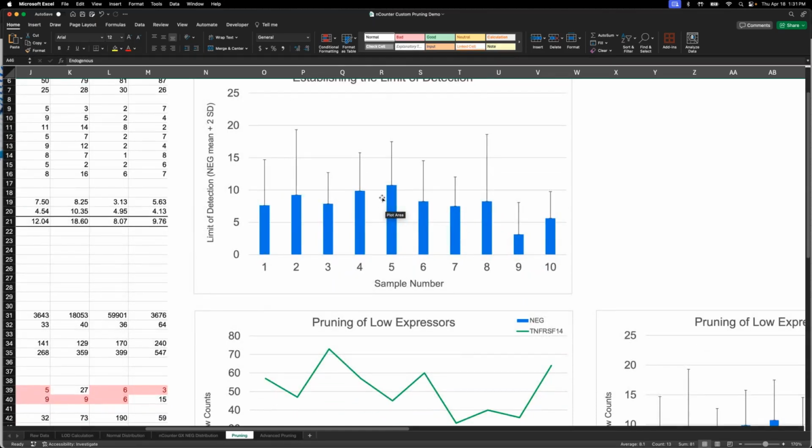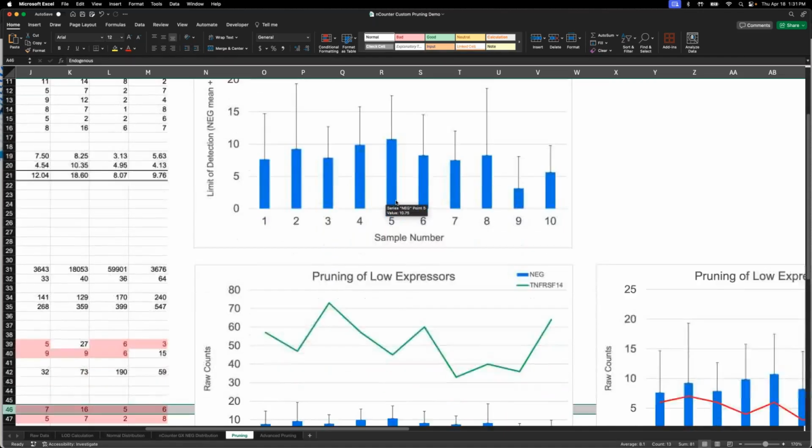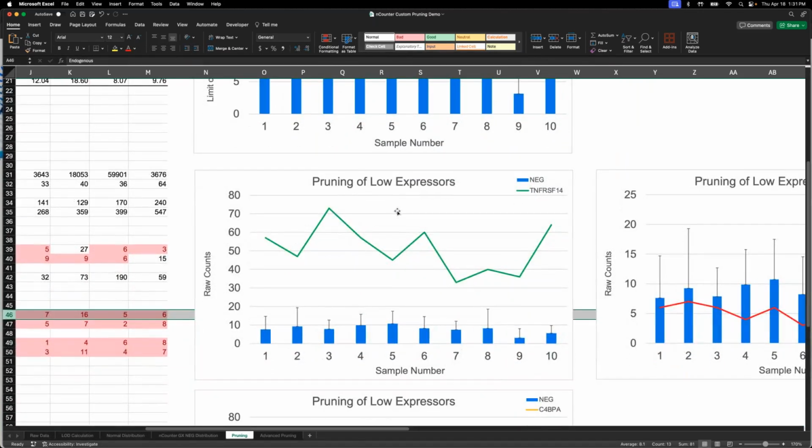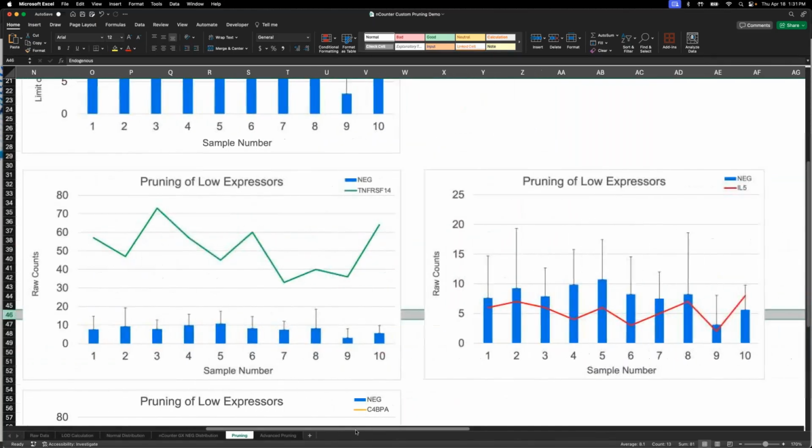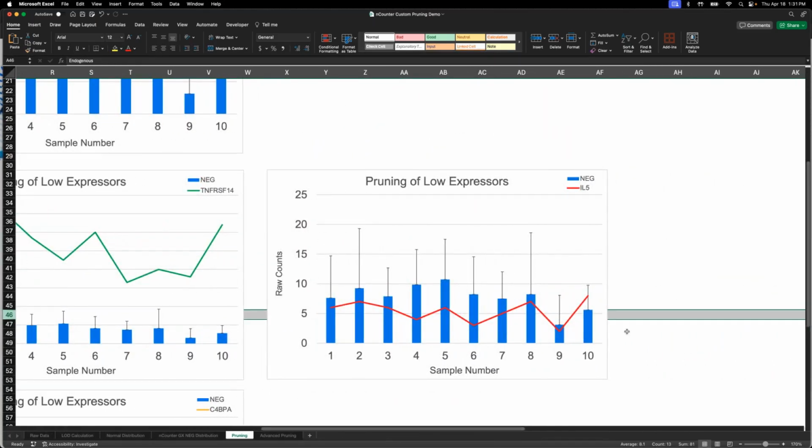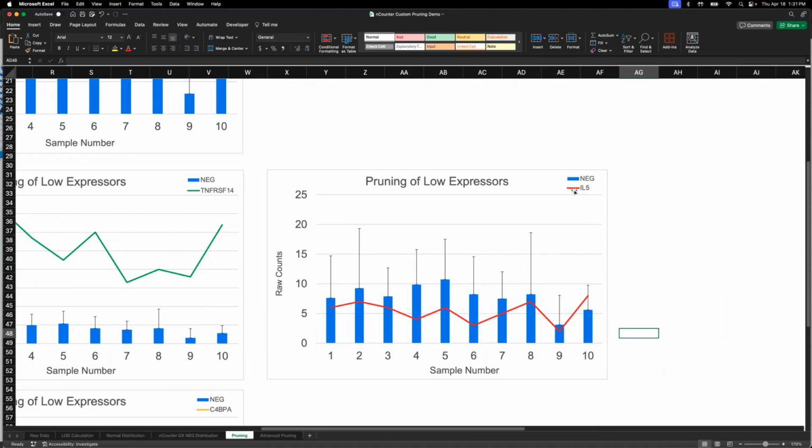Below that, I want to show you the different use cases, or the different classifications of genes, we want to think about for pruning. This is the clear case, the no-brainer, where we have this gene TNFRSF14. I plotted its raw counts here on the green line versus the limit of detection. And clearly, this gene is well above background across all samples. Obviously, we want to include this in our experiment. We want to analyze it. That just makes sense. The other clear no-brainer use case is this one here, where we have interleukin-5, the raw counts for interleukin-5 plotted versus the limit of detection for each sample.